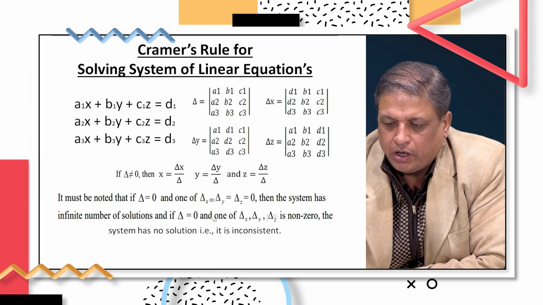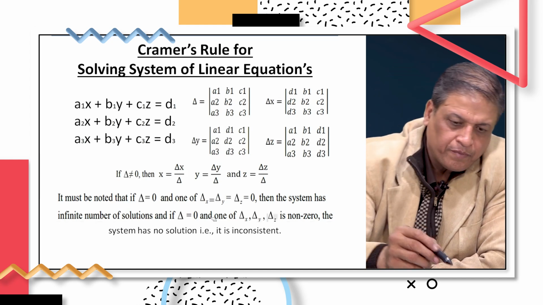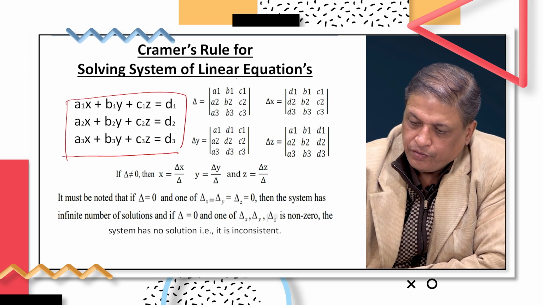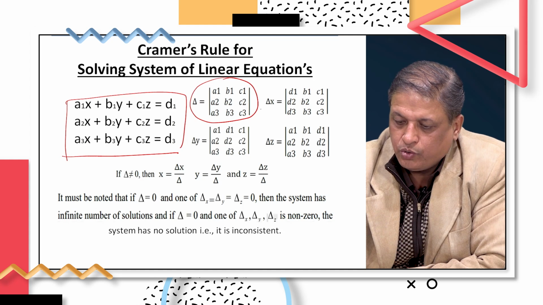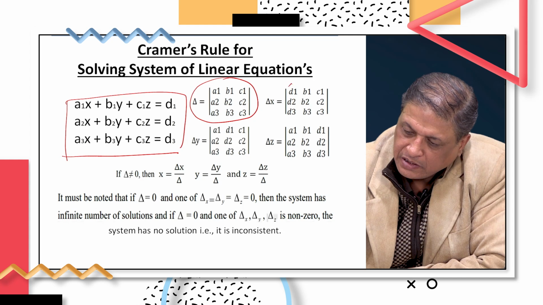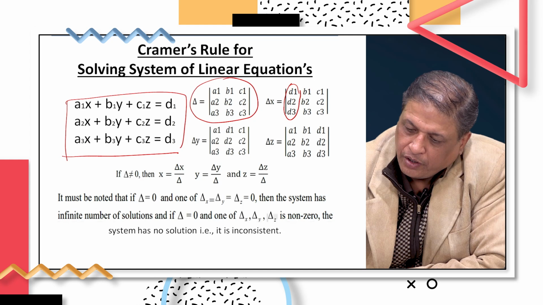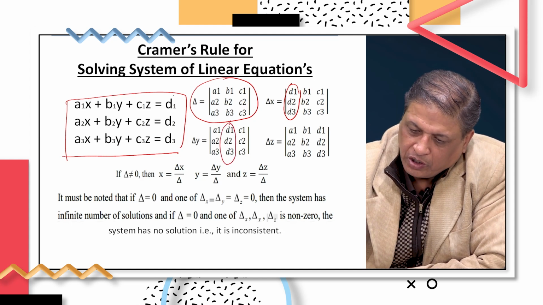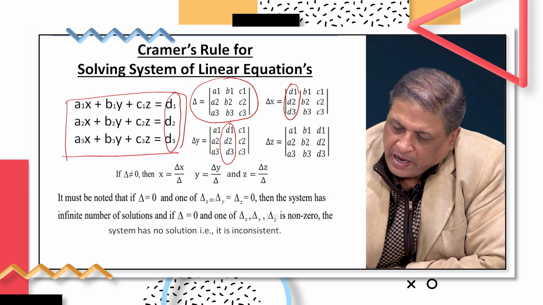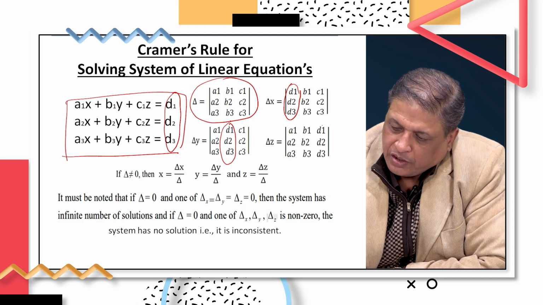And just to help you understand in a better way, there is one more slide wherein this is a system of linear equations. The value of delta is a1, b1, c1, a2, b2, c2, a3, b3, c3. When we are calculating delta x, the x values, that is a1, a2, a3, are to be replaced by d1, d2, d3. Then for y, b1, b2, b3 are to be replaced by d1, d2, d3, where d1, d2, d3 are the values occurring on the right hand side of these equations. And for delta z, the c1, c2, c3 are to be replaced by d1, d2, d3.